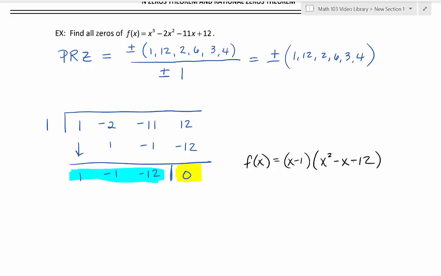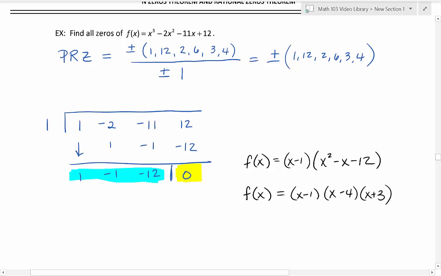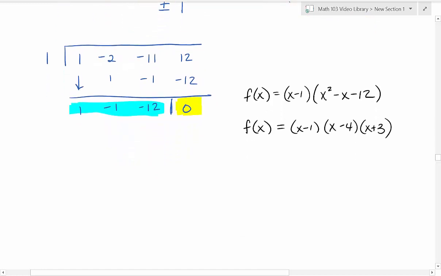I think that's a lot easier than continuing to check zeros, so just factor it how you would before you learned this technique. This factors into x minus 4 times x plus 3, and then we'll set each one of our factors equal to 0 and solve to get our zeros. The 0 that comes from x minus 1 is positive 1. From x minus 4, positive 4, and from x plus 3, minus 3.